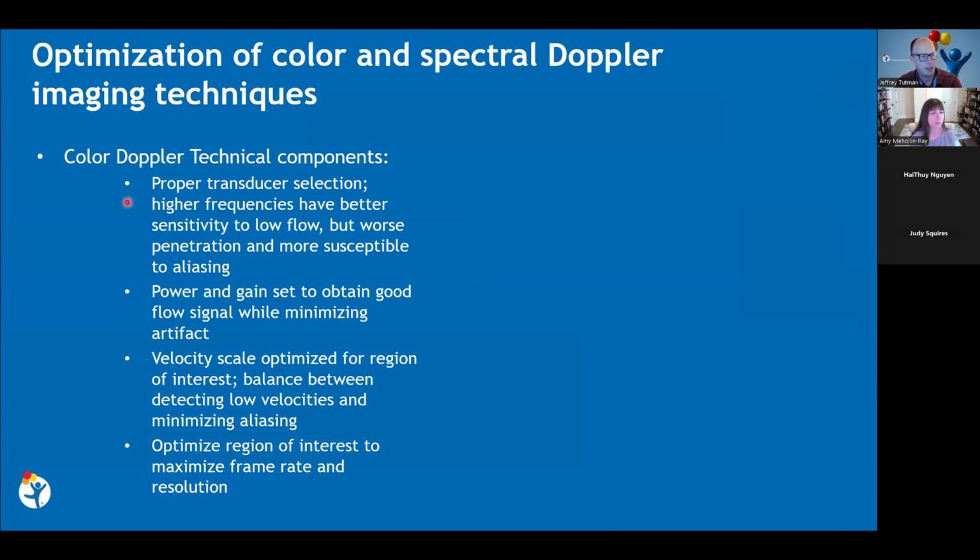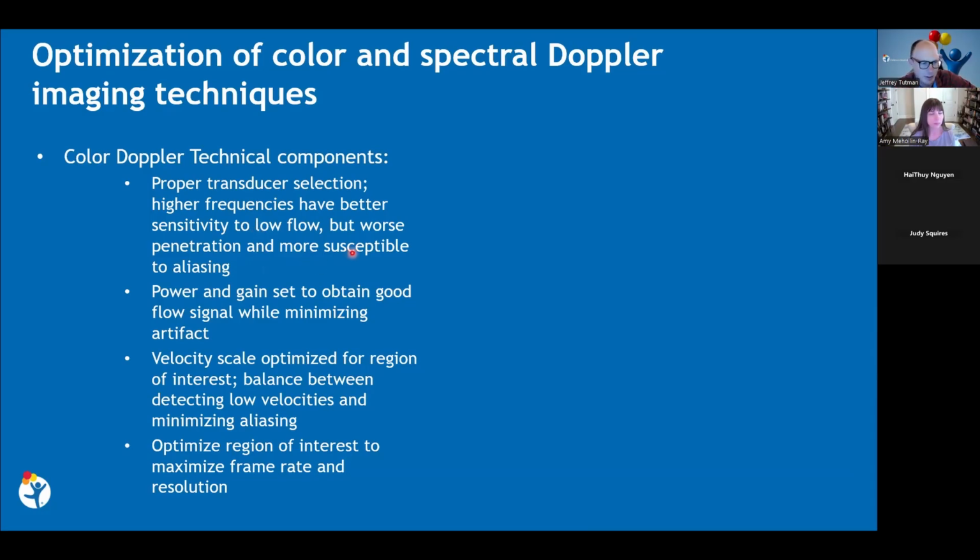I also just wanted to talk briefly about some of the optimization of imaging techniques. This is a very technically detailed examination, so there are a lot of things for our sonographers to keep in mind as they're going through this examination. As far as color Doppler, we always want to make sure that we're using an appropriate transducer for the patient size. With a lot of our smaller pediatric patients, we'll be able to use those higher frequency transducers. Those are going to be more sensitive for slow flow, but they don't have as good penetration, so they're not going to be as effective in larger patients.